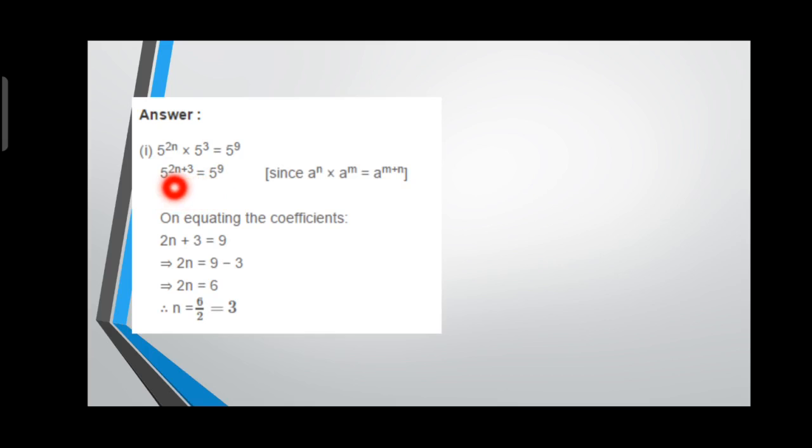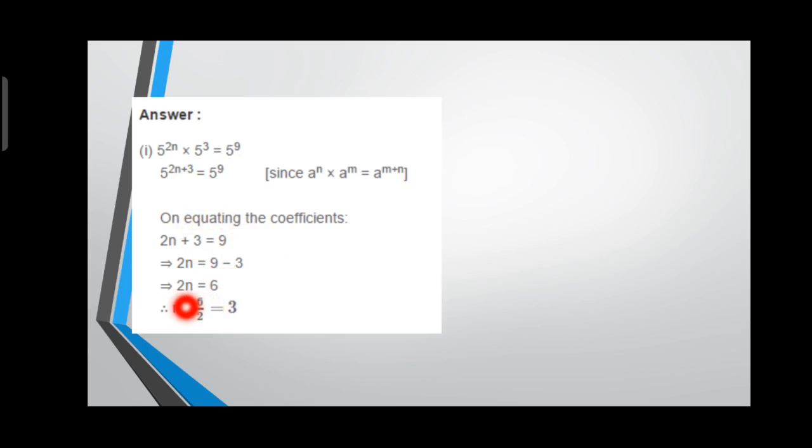So we can take only the powers. What is the power on the left hand side? 2n plus 3. On the right hand side it is only 9. So 2n plus 3 is equal to 9. And this 3 we are transposing to the right hand side, that will become minus 3. And 9 minus 3 is 6.